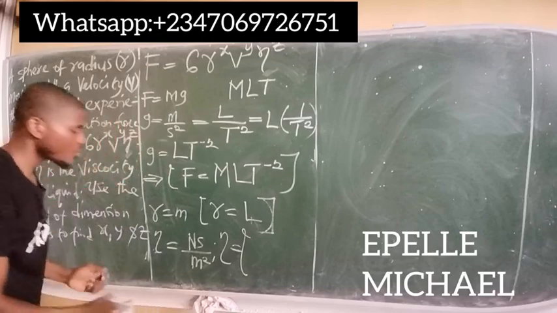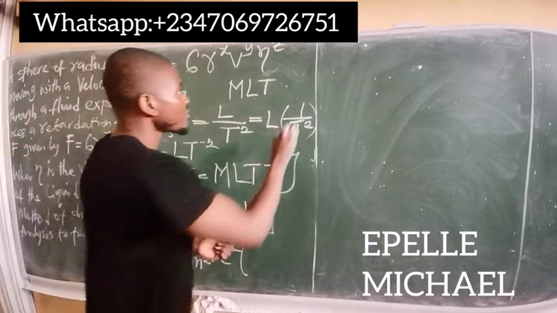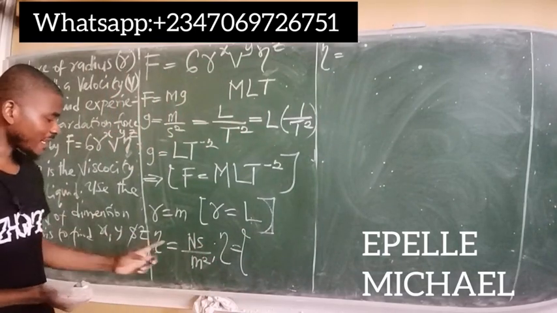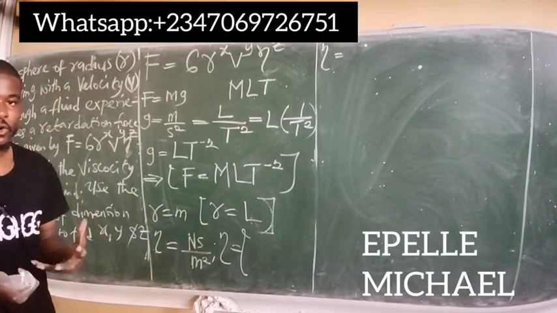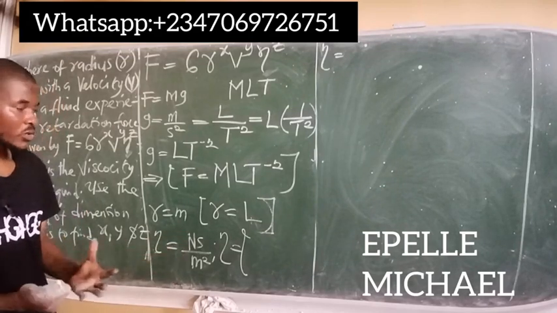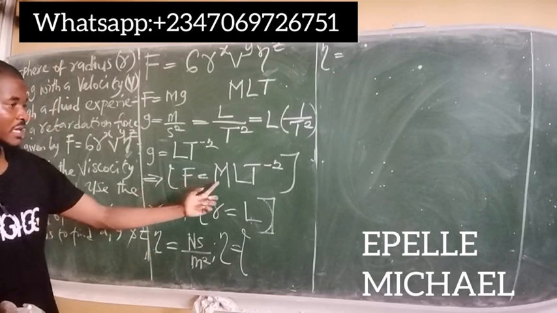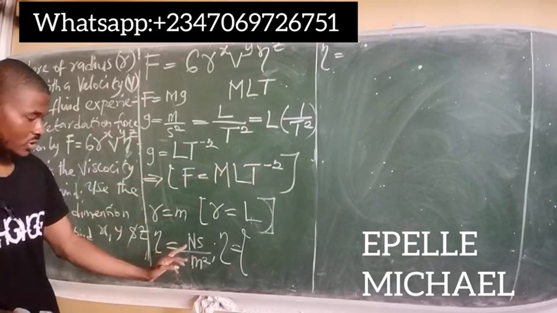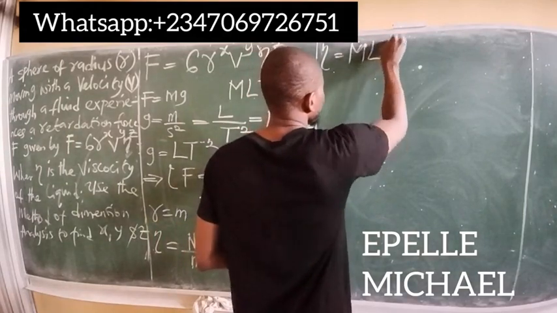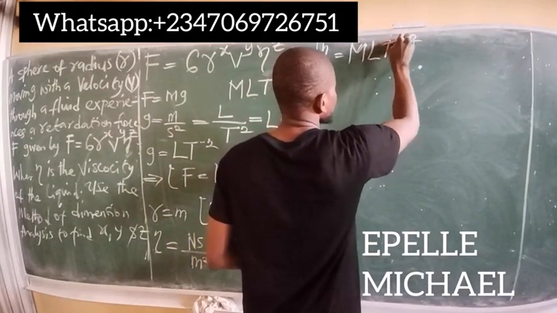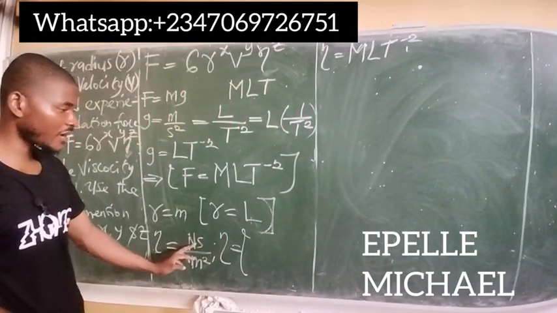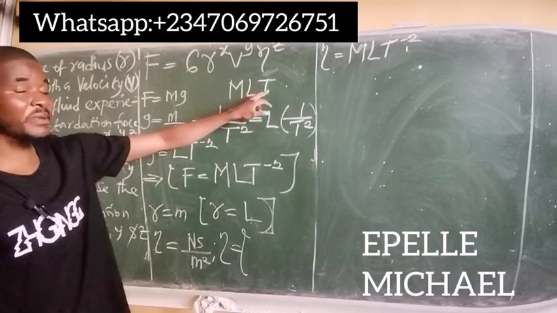Viscosity is now equal to, let's obtain the dimension now. We know that Newton stands for the dimension of force. Because this is Newton seconds per meter squared, Newton stands for the dimension of force. And the dimension of force is obtained as MLT to the power of minus 2. So in place of Newton, we simply have MLT to the power of minus 2, times Newton seconds. Seconds is a unit of time, and the dimension of time is simply capital T.